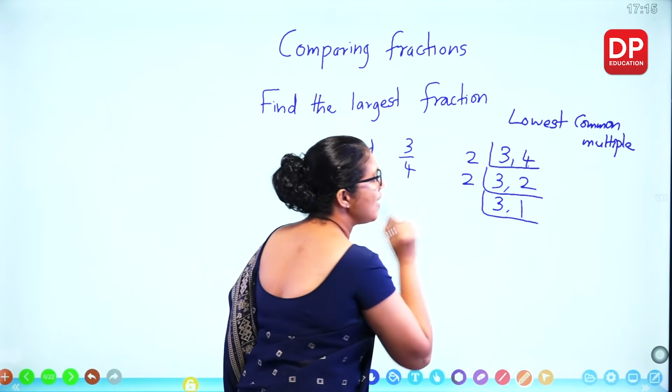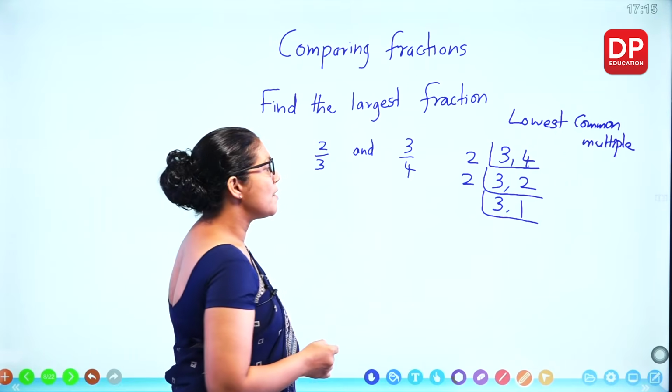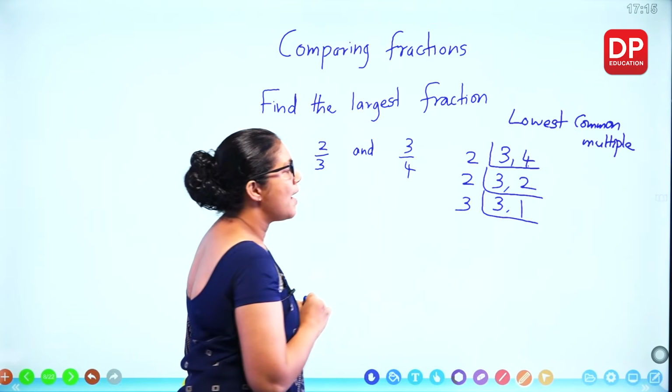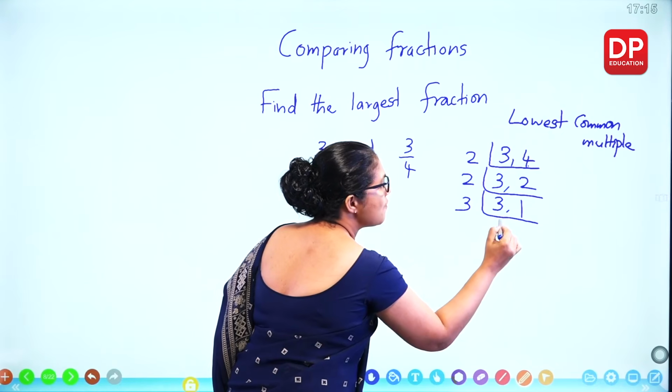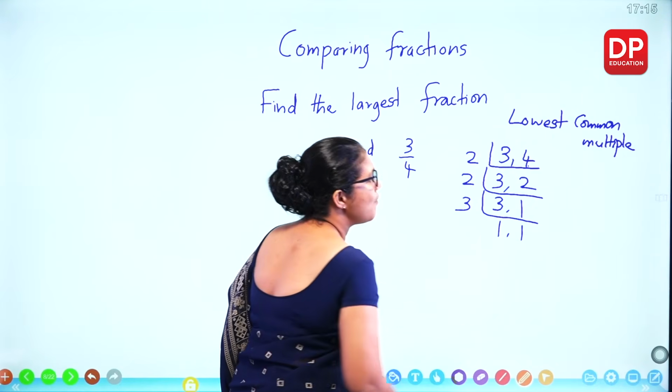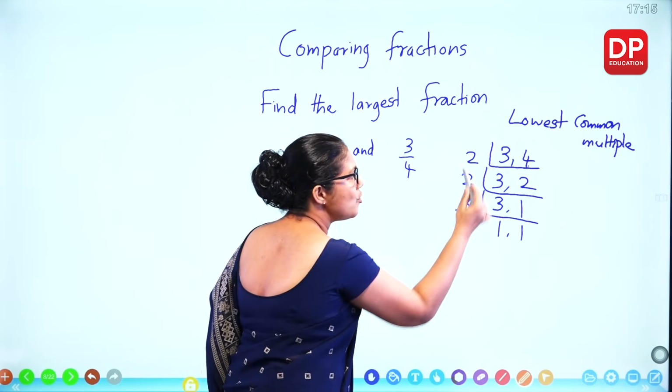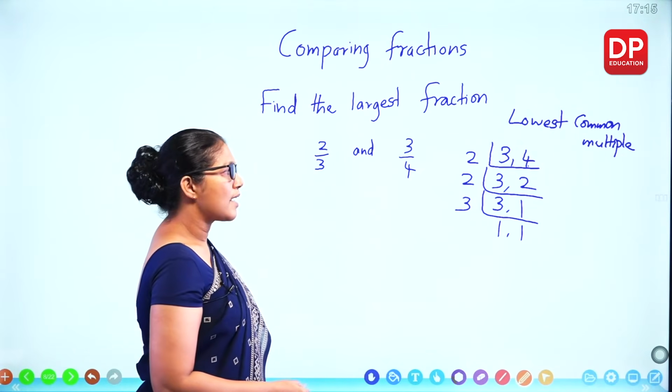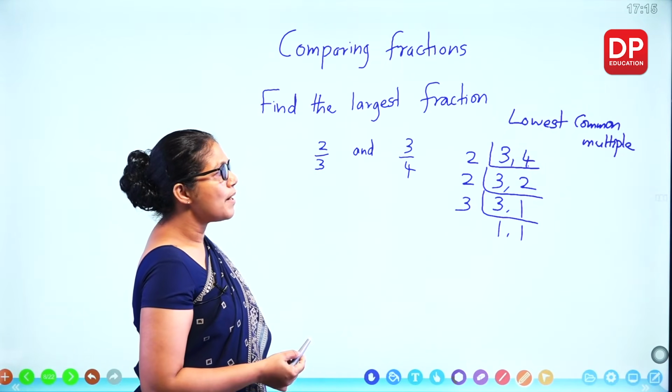Now we have a 3. So what's the common factor here? You have to divide by 3. When you divide by 3, you get 1 and 1. Till you get 1, you have to divide by prime factors. That's called the lowest common multiple.